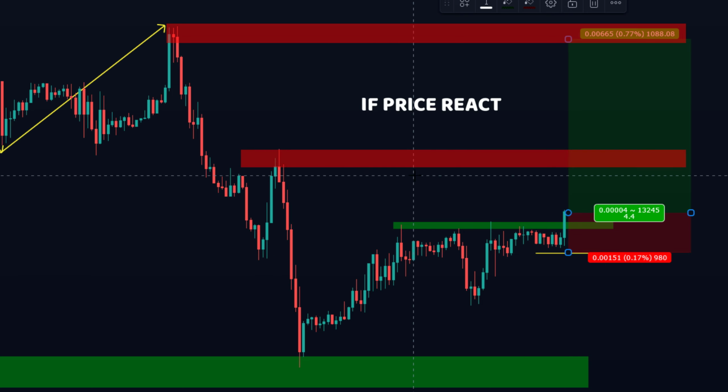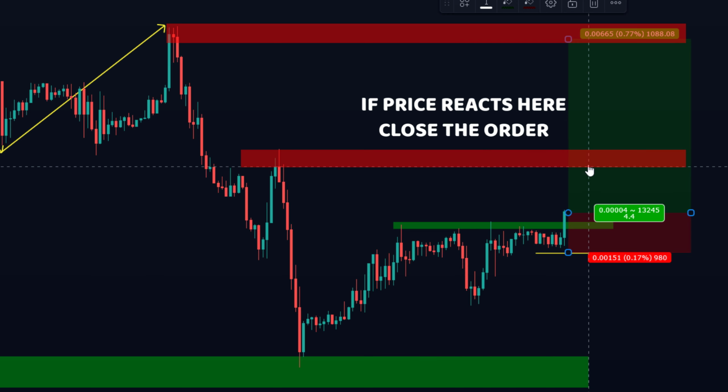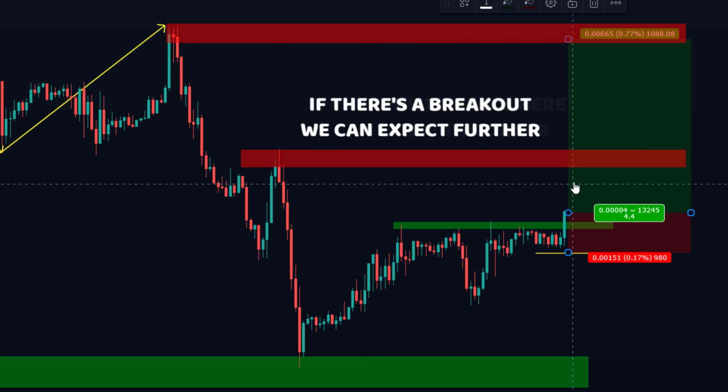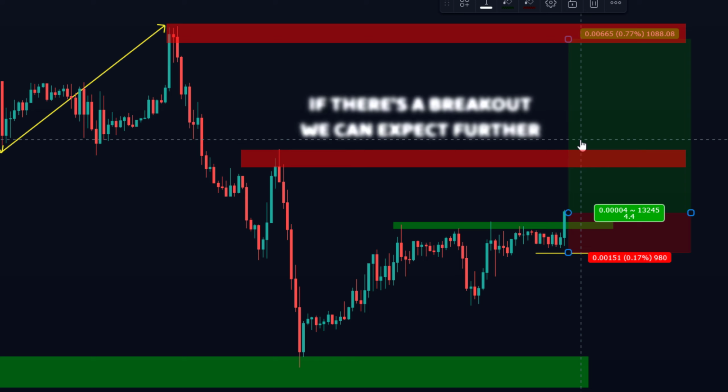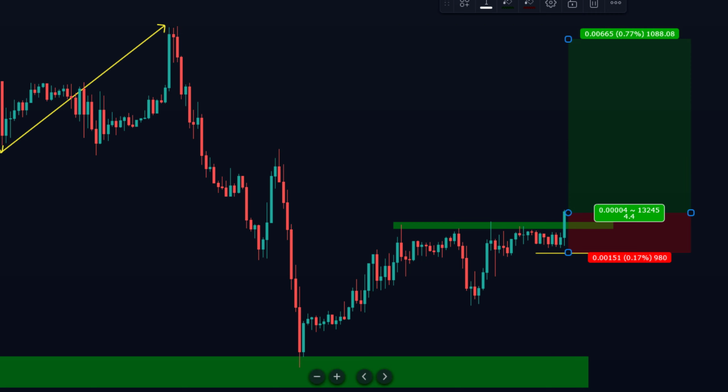If it reacts, we will close the order, and if there's no response and it's breaking through with green candlesticks going up straight, then we can expect to achieve a higher profit at the further level. Let's continue to see the price moves.